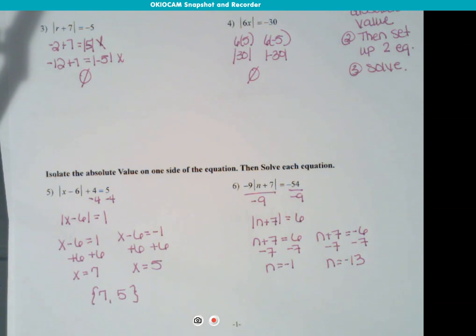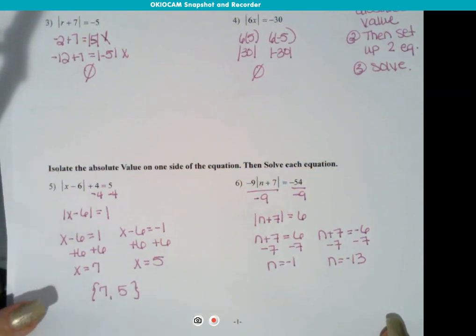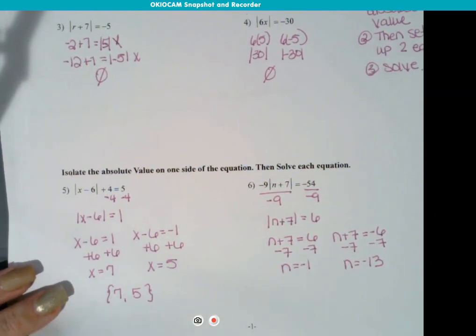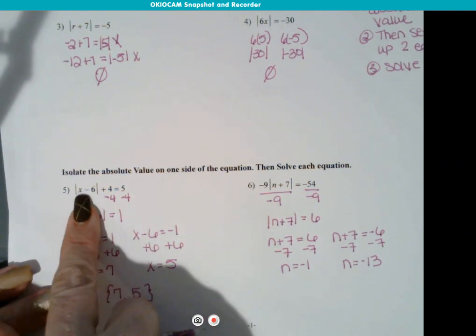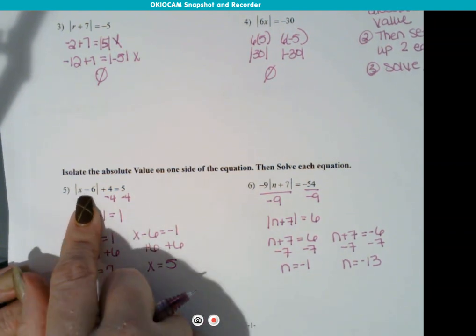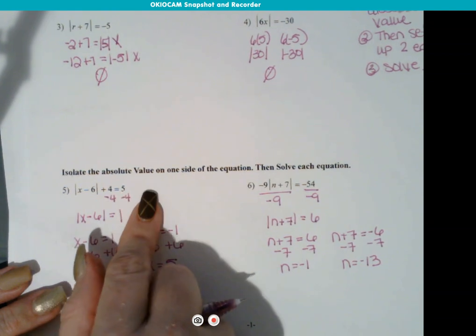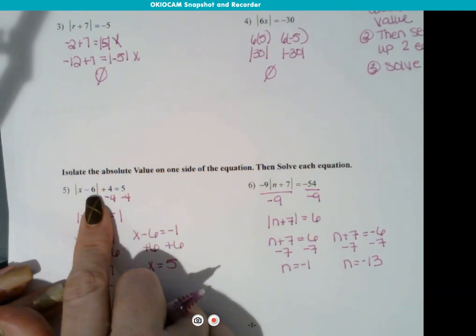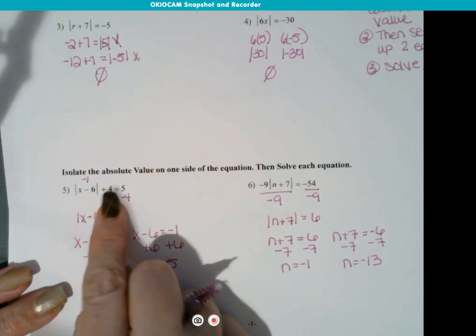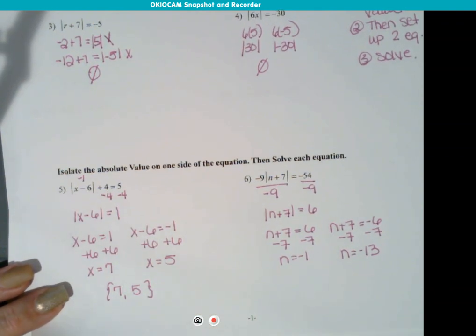Now, I've said over and over again that with equations, you shouldn't ever turn in an answer and not know that you're right. Because watch, what is 7 minus 6? 1. The absolute value of 1 plus 4 is 5. That one works. Look at 5. 5 minus 6 is negative 1. The absolute value of that is 1, plus 4 equals 5. I'm 100% sure that I'm right.